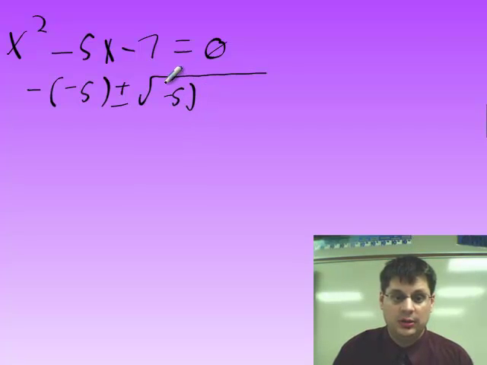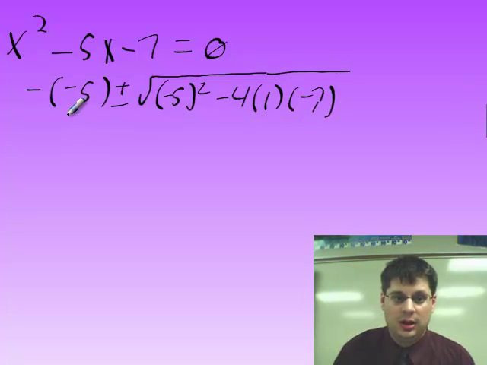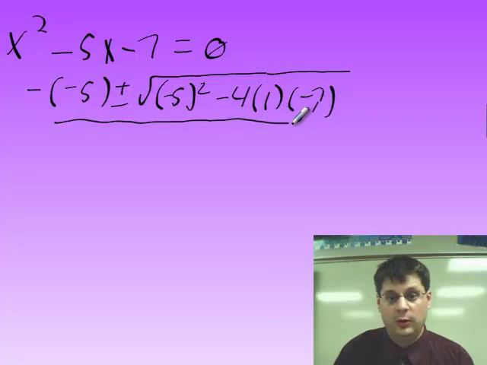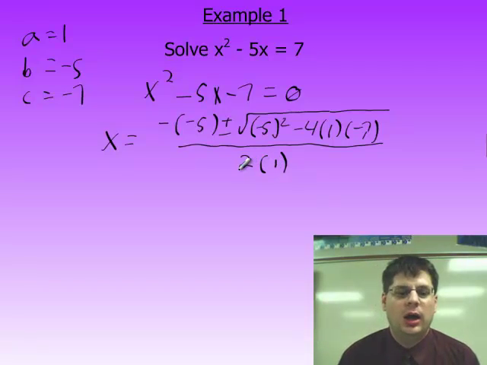negative 5 squared minus 4ac, all over 2a, or 2 times 1 in this case.